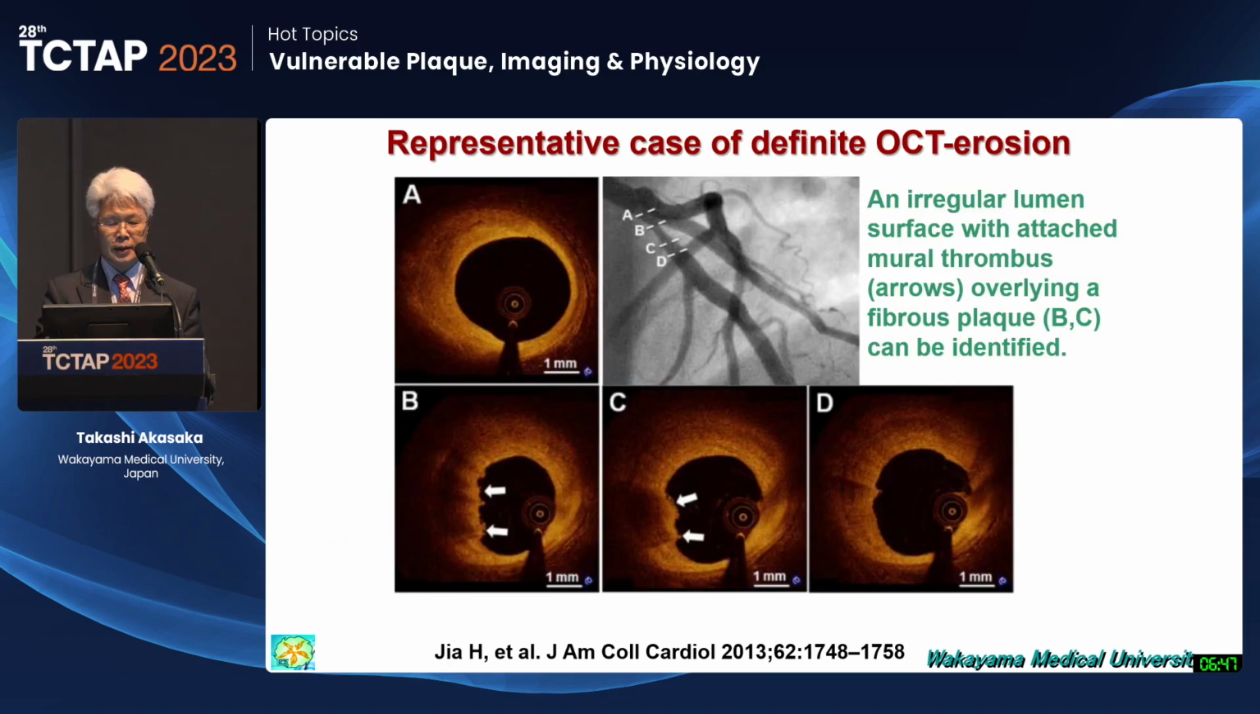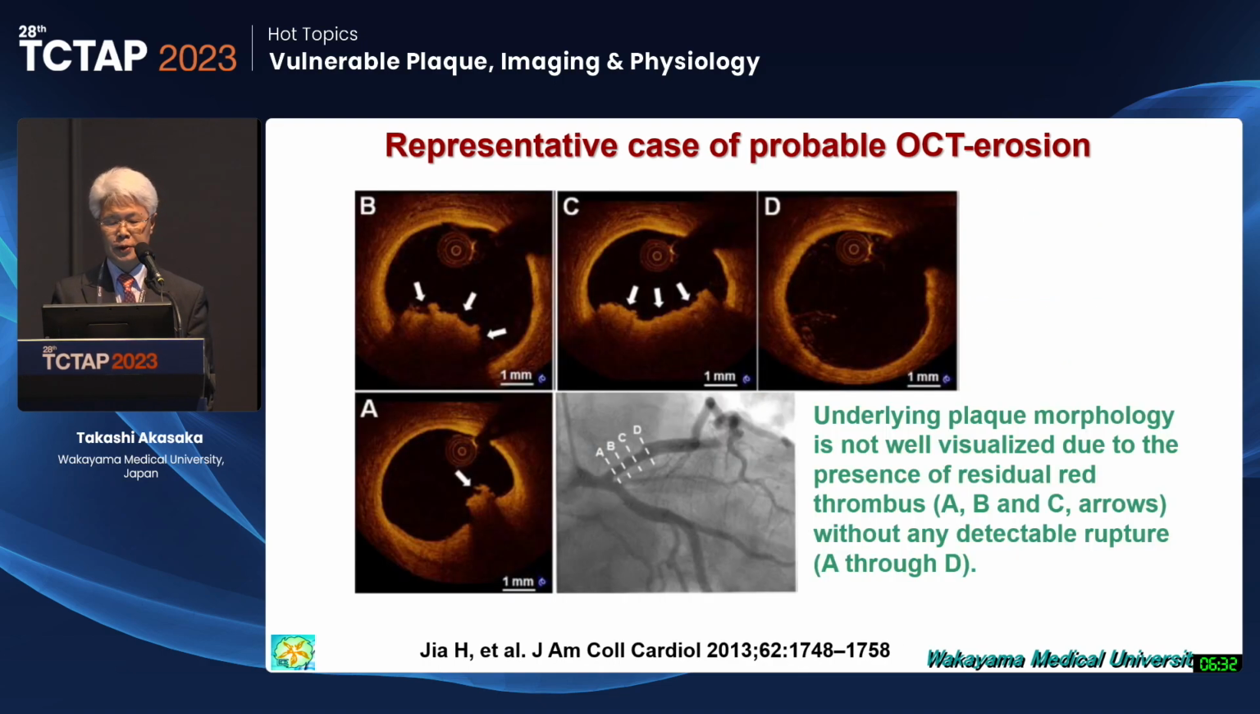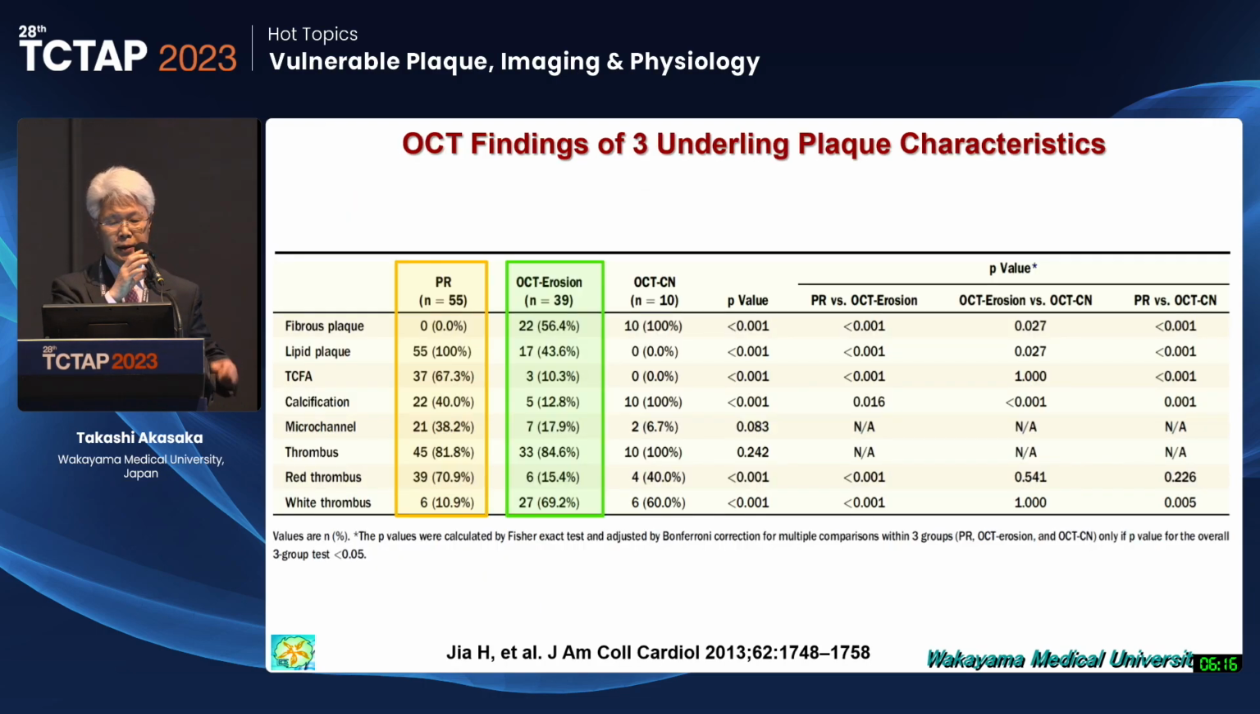In their report, this is a representative case of definite OCT erosion, where an irregular lumen surface with attached mural thrombus overlying fibrous plaque can be identified. And this is a representative case of probable OCT erosion. Underlying plaque morphology is not well visualized due to the presence of residual red thrombus with signal attenuation, without any detectable rupture. And these are OCT findings of 3 underlying plaque characteristics reported at the same time.